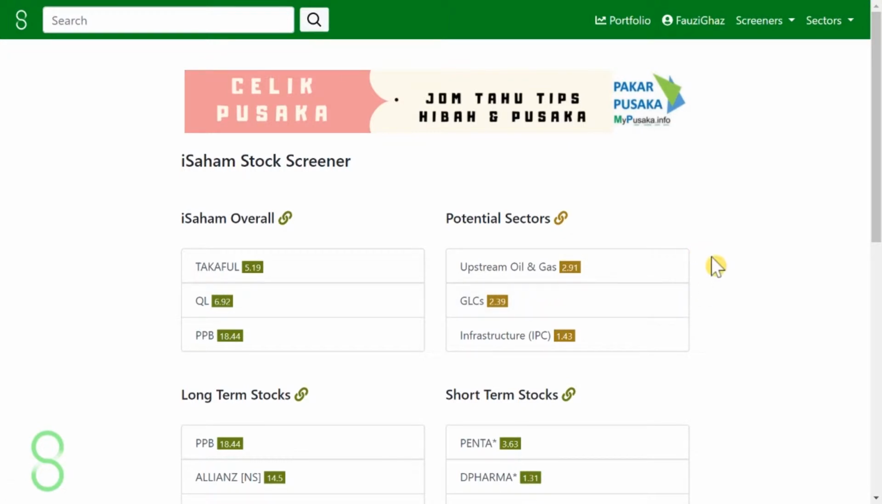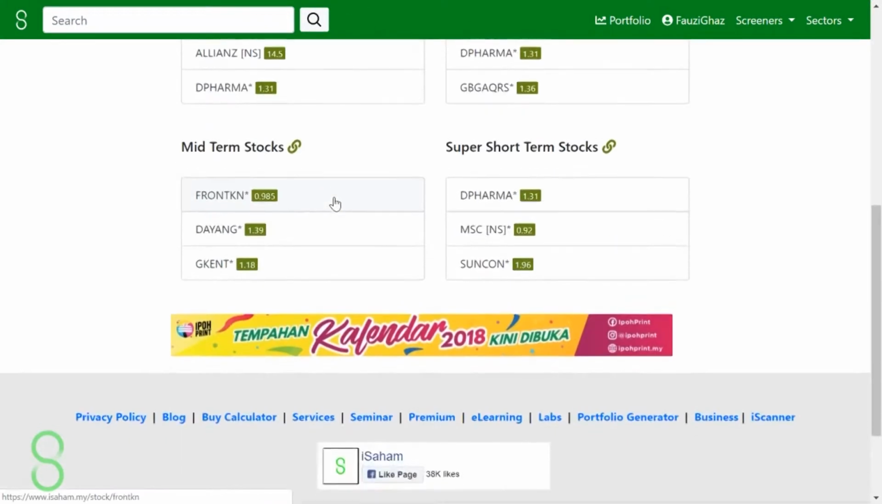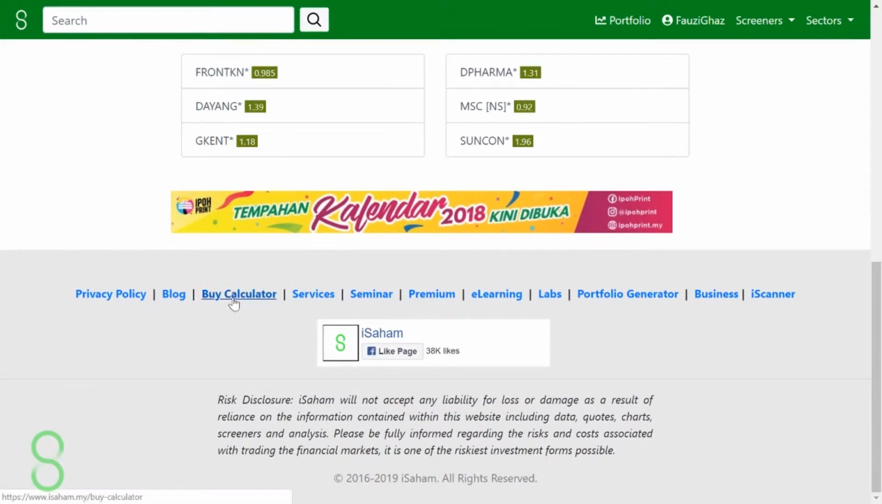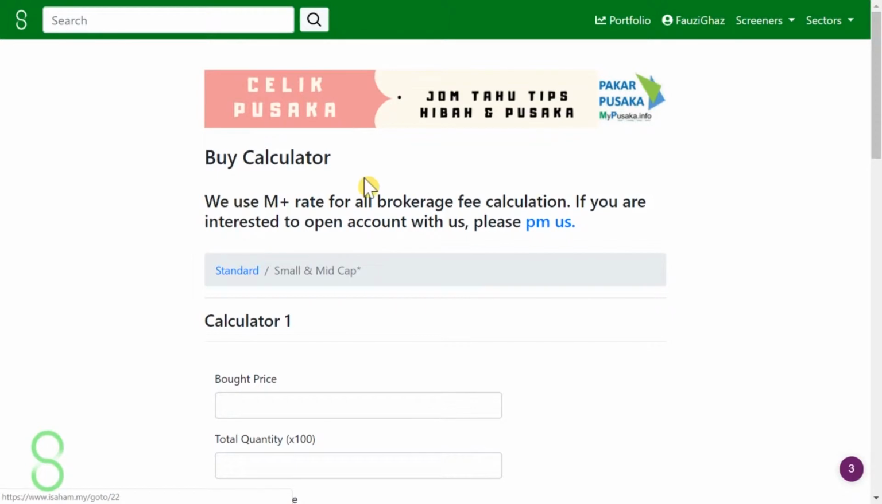Today I'll be showing you how you can use the buy calculator at iSaham's website. First you have to go to the website and scroll all the way to the bottom. Here you can find the buy calculator and click on that. As you can see here, we have the buy calculator.